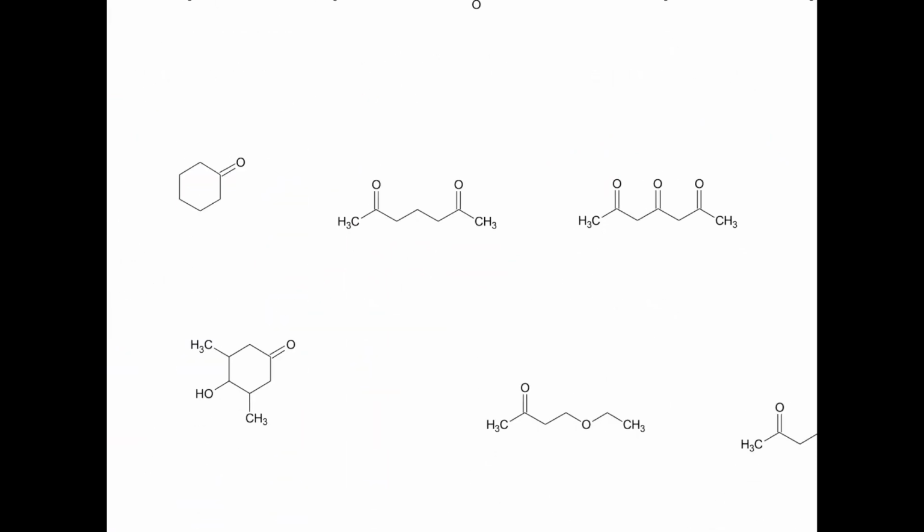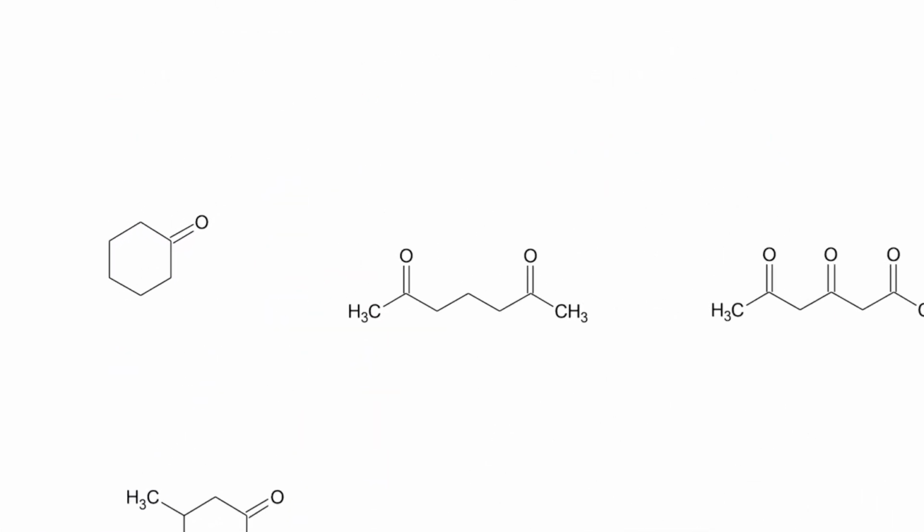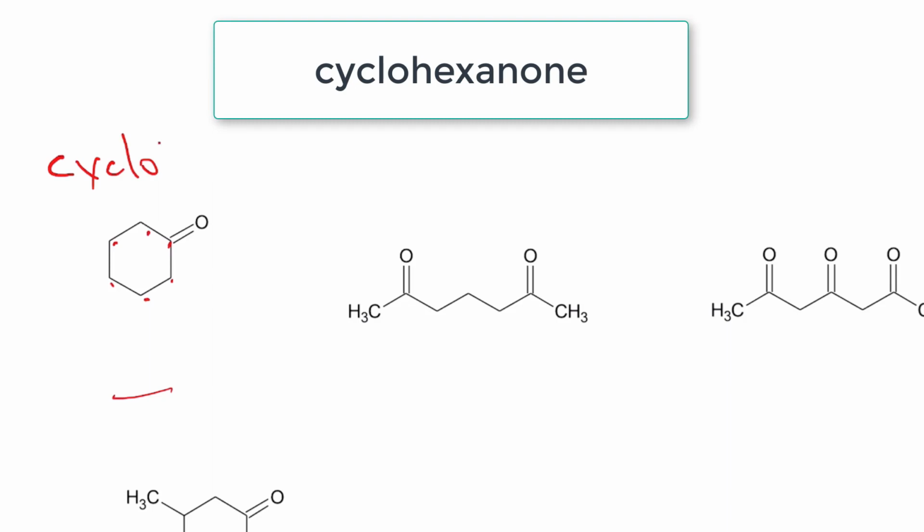A couple of examples where the ketone is on a cyclic compound. So in this case here, we have a cyclohexane, 1, 2, 3, 4, 5, 6. So it's a cyclohexane, so we call this a cyclohexanone.